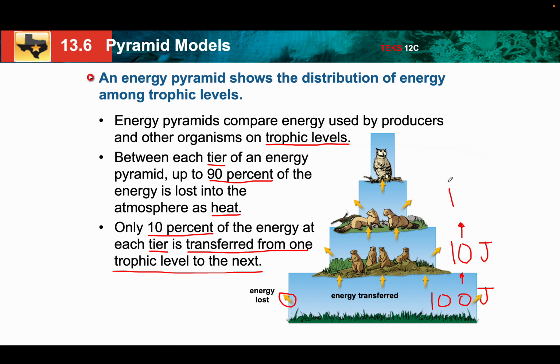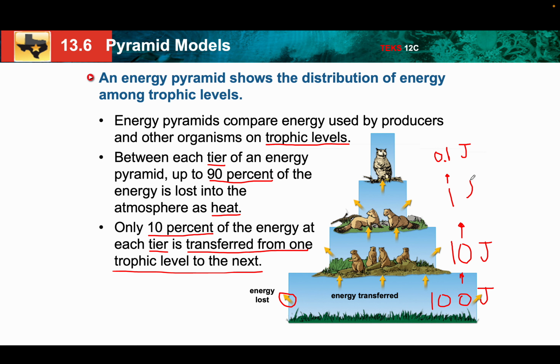So how much energy is available to the owl that sits at the top of the food chain? This is also called an apex predator. Our tertiary consumer, well, we take that 1 and divide it by 10. So we take a decimal place that's right here and move it over, and we get 0.1. 0.1, and you always want to put your units, and that will be joules of energy.